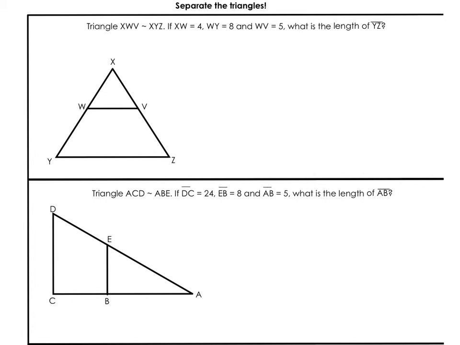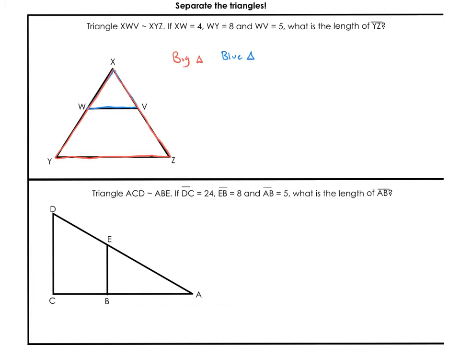This is a really great way of handling two triangles that overlap. So let's talk about these three problems. The first one says triangles XWV, that's our first triangle, and XYZ, which is this bigger triangle right here, are similar. So we have a small triangle and a big triangle. We've got the big one in red, and our smaller one in blue.